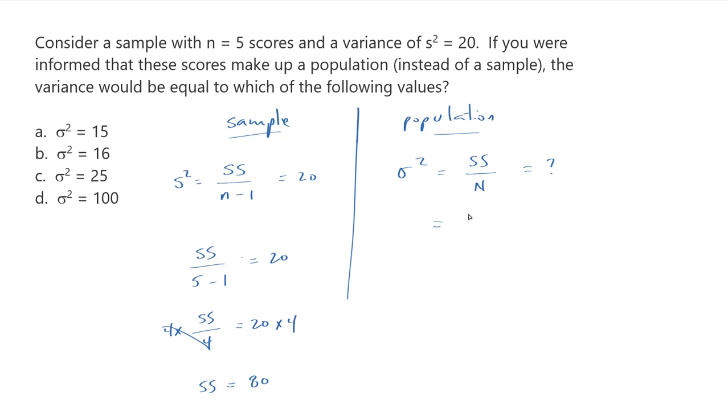How is this going to help us? Well, now we can put this into the formula over here, and if we were to find out that we do in fact have a population of size 5, not a sample of size 5, I would be putting in that 5 here. It would be 80 divided by 5, and I believe that is 16. 80 divided by 5. Yeah, that's 16. So my answer is B, 16.